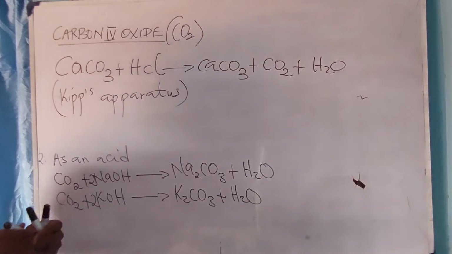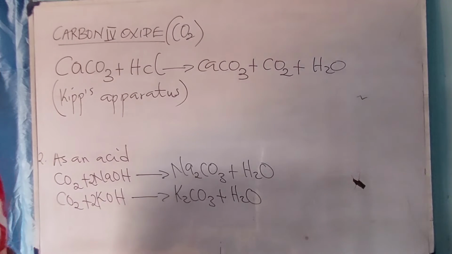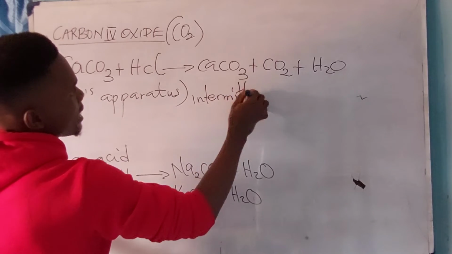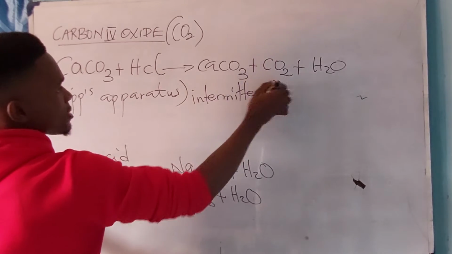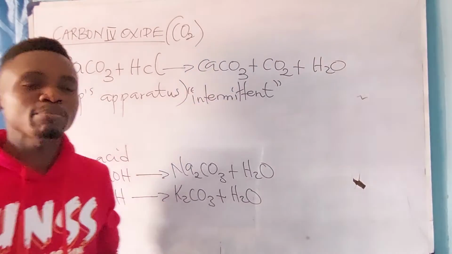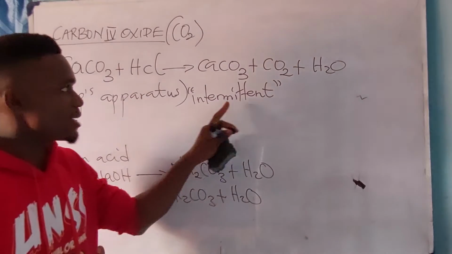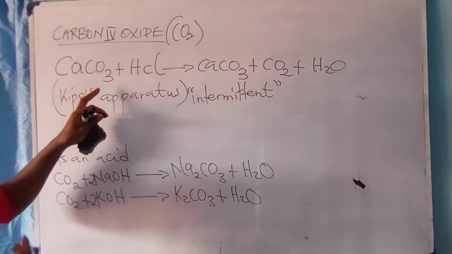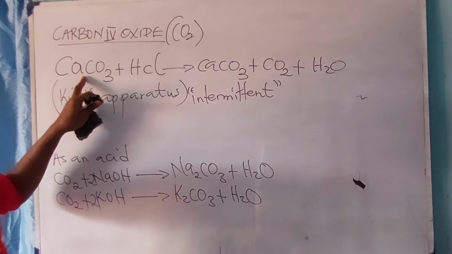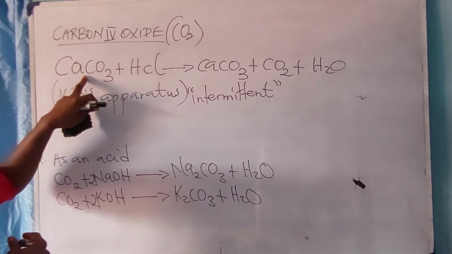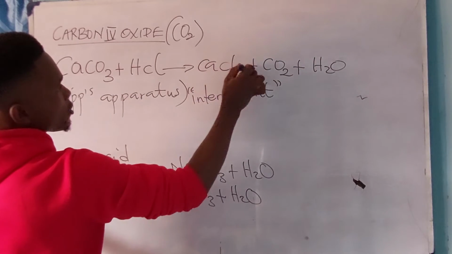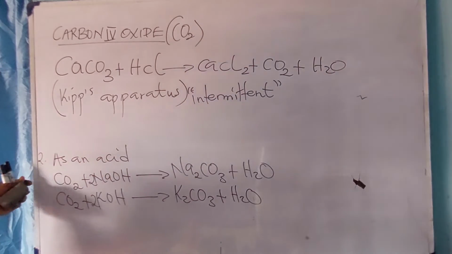Kipp's apparatus is used to produce the intermittent supply of gases. And I said in the lab it is produced when trioxocarbonate 4 reacts with calcium chloride, alright? Calcium chloride. So that was a mistake.